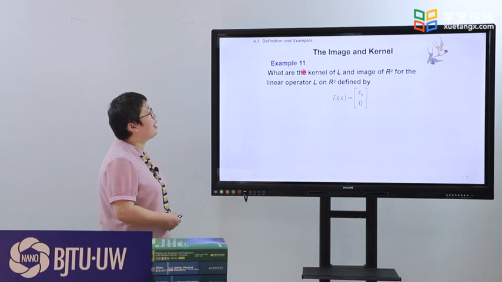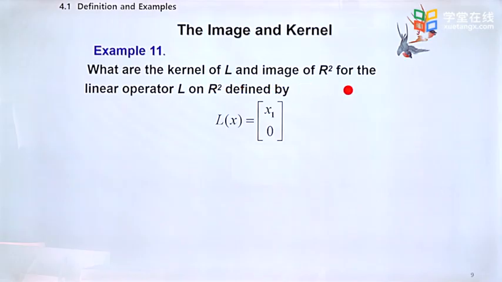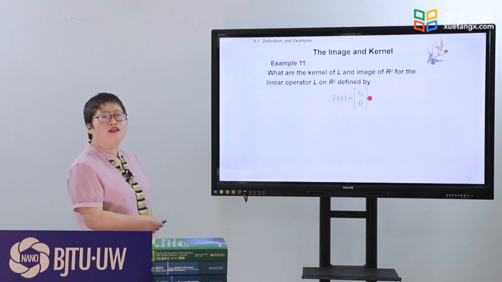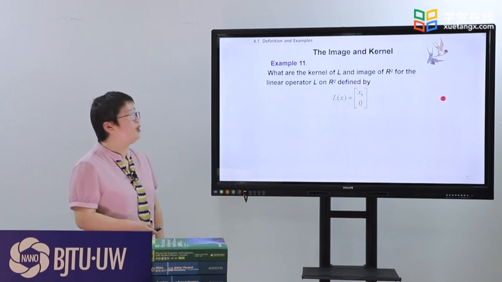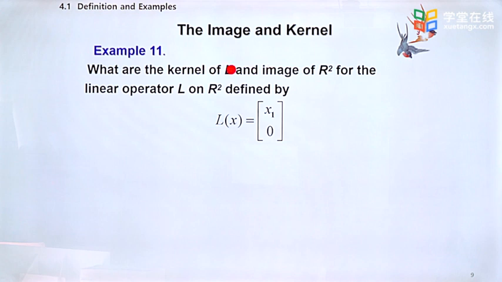It asks you to find the kernel of L and the image of R2 for the linear operator L on R2 defined in this way. L transforms X to a new vector. In this new vector, the first component is just the first component of the original vector X, and the second component is 0. In order to find the kernel of L, we need to find the vectors such that L of X equals (0, 0). Then this means X1 must be 0.